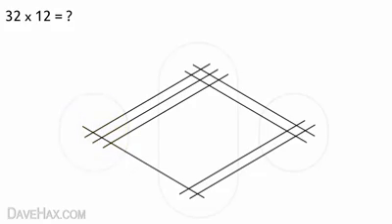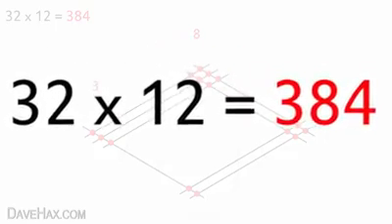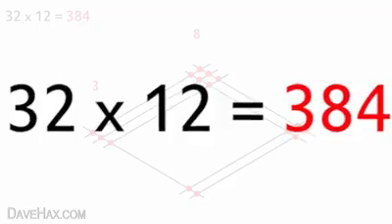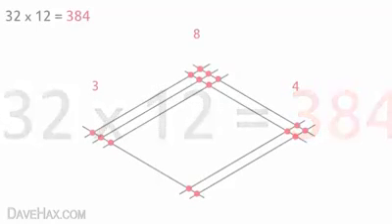Then we mark out our 3 zones again. And starting from the right, start counting the dots. 1, 2, 3, 4. 1, 2, 3, 4, 5, 6, 7, 8. Write that here. And finally, 1, 2, 3. 3, 8, 4. 384. There we have our answer. Simple. But it does get a little more complicated if we add more lines.